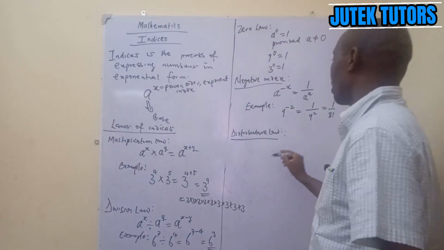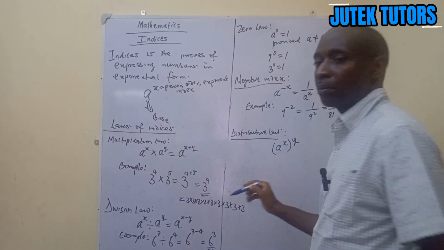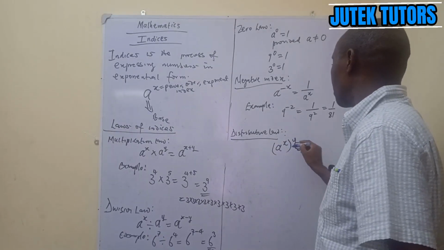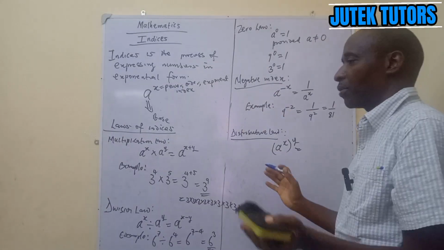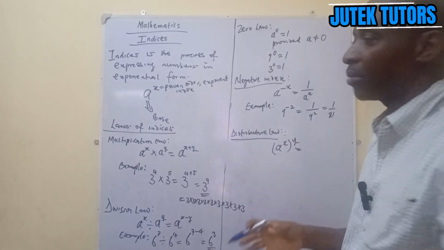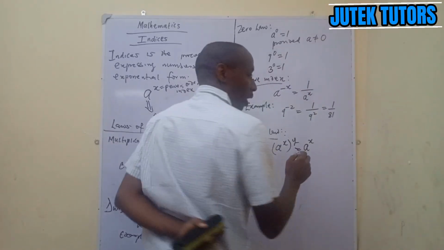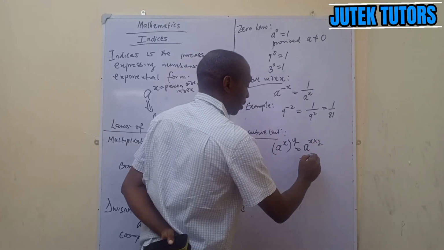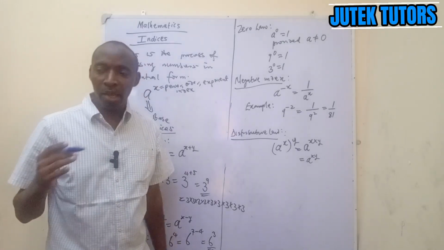In this case, if you have a number like a raised to the power x, bracket close, raised to the power y, all we need to do is this: the power y is outside the bracket, so automatically this power affects all the terms that are inside the bracket. So it gives us a raised to the power x multiplied by y. So it becomes a raised to the power xy.